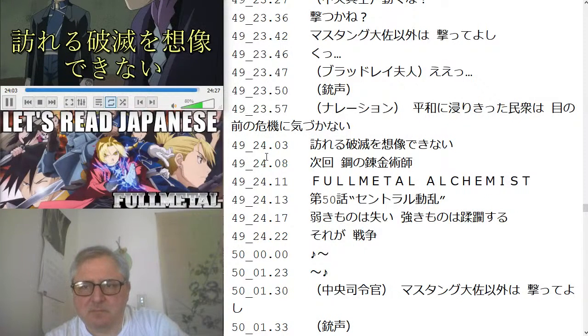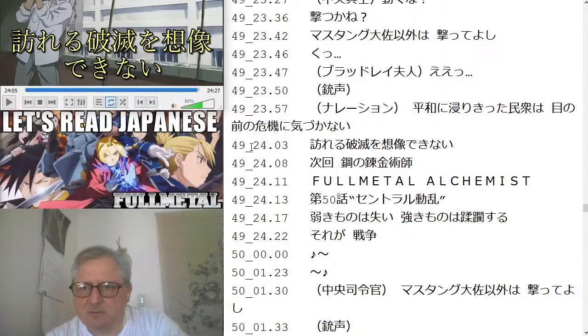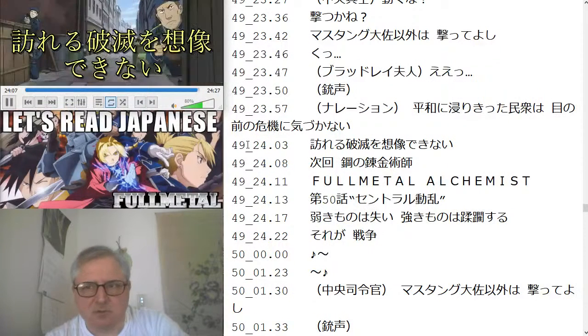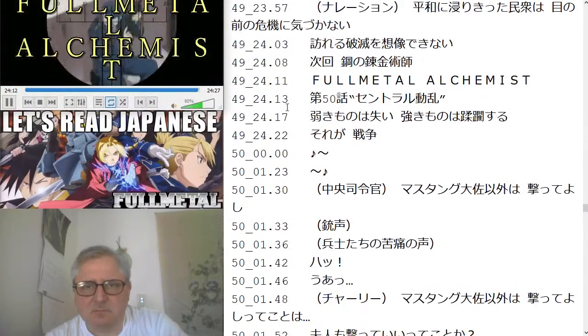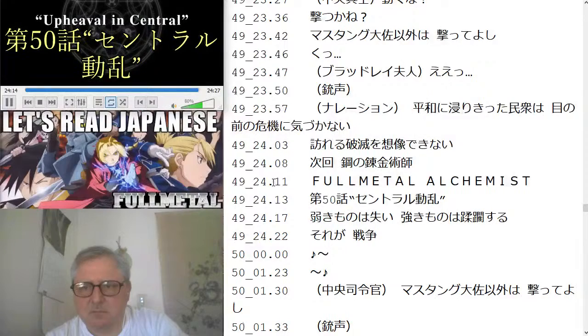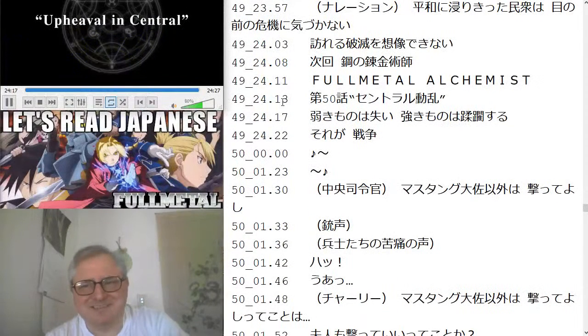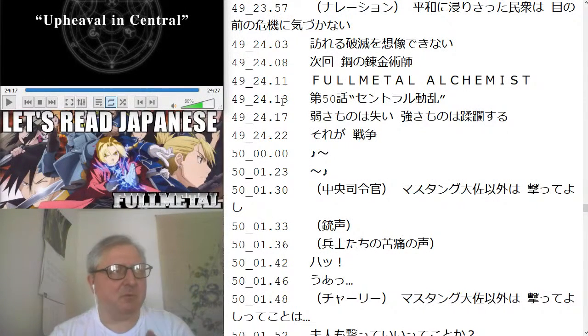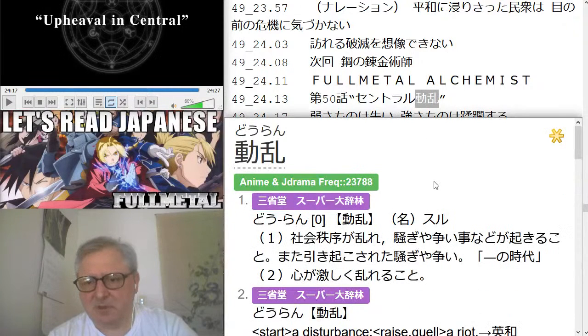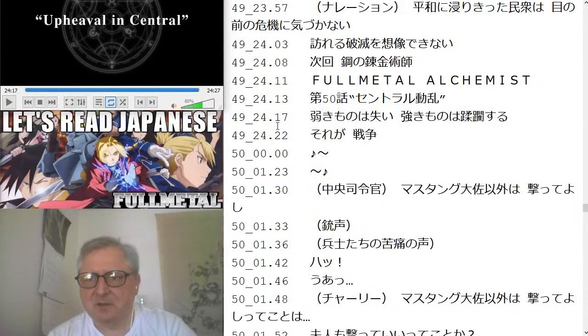Upheaval. Okay. I mean, Dodan is like, okay, conflict or like a mob or there's been a rioting, right? That's also disturbance, quell, right? Yeah. Central Dodan.